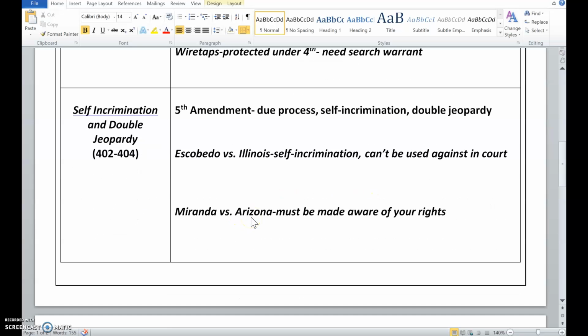Next, the Fifth Amendment. Due process, self-incrimination, double jeopardy. I didn't put grand jury, but that was part of this one too. A couple of court cases deal with this.